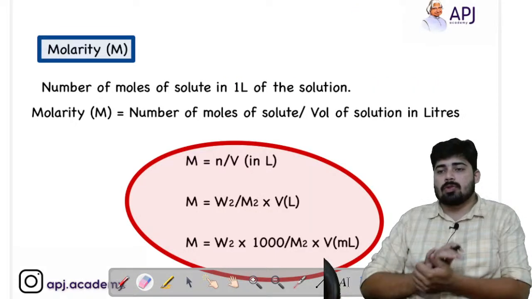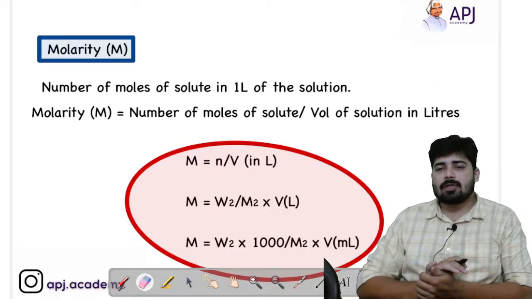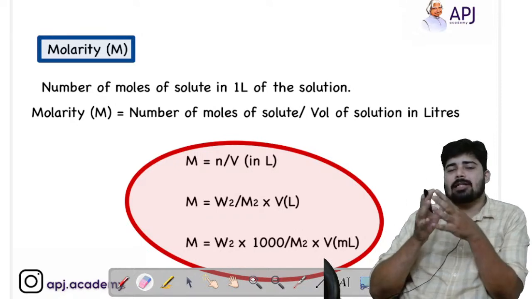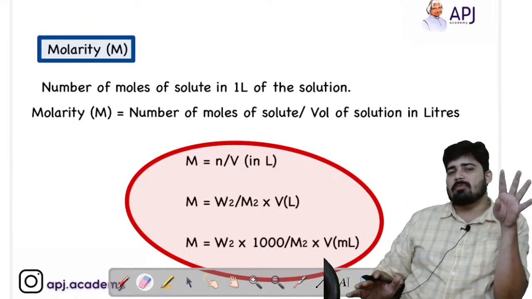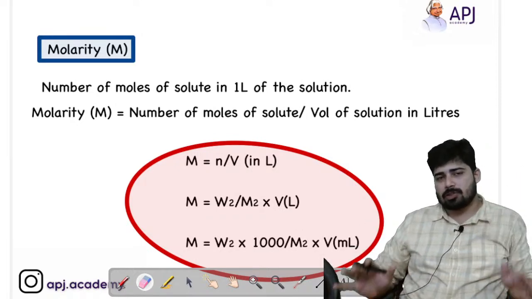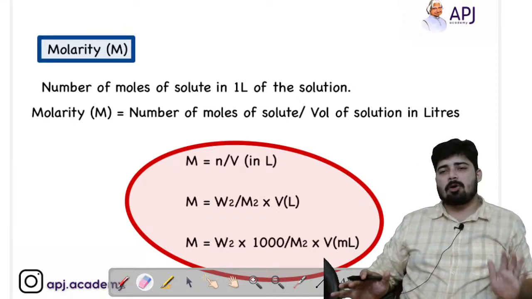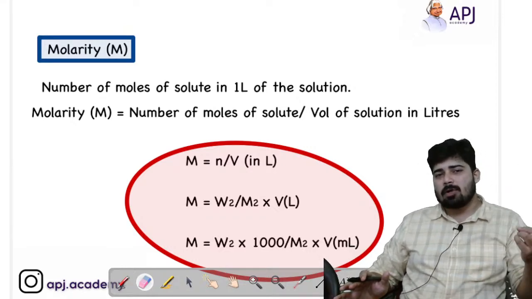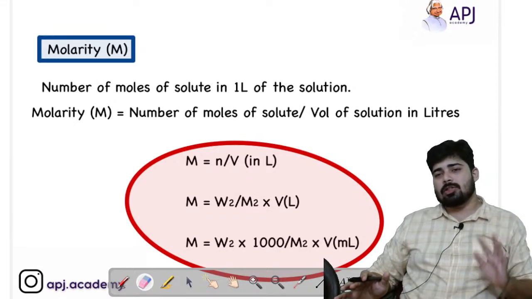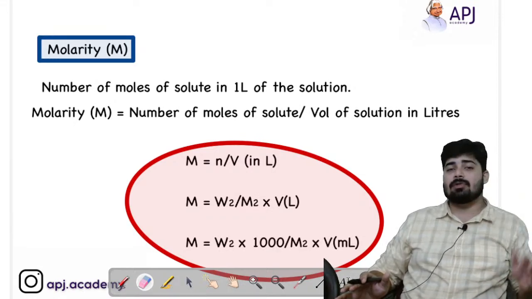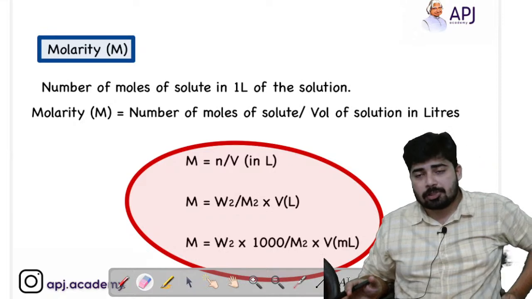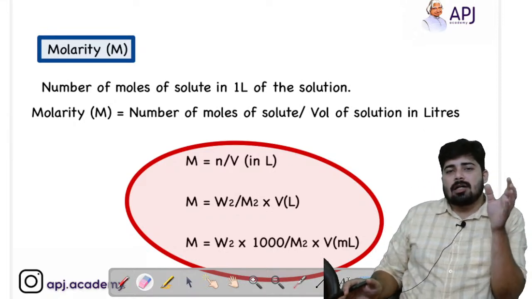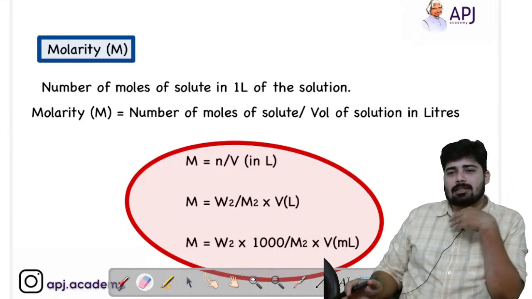Let's move on to the chapter. In this section we will be discussing the 4 major concentration terms that you have to study. The very first one is molarity, then we will study molality, then normality, and then the mole fraction. These major concentration terms will be discussed in this lesson. So let's start with molarity.